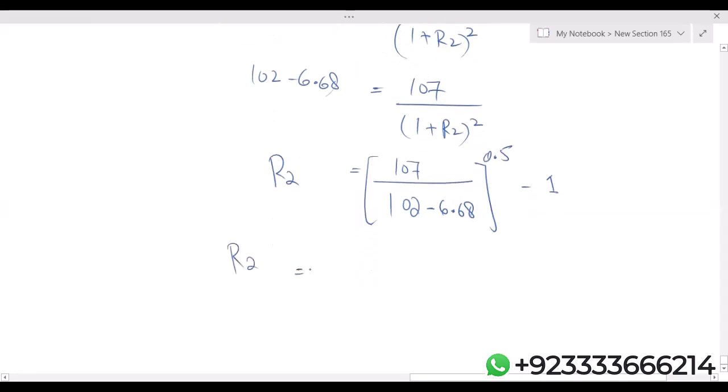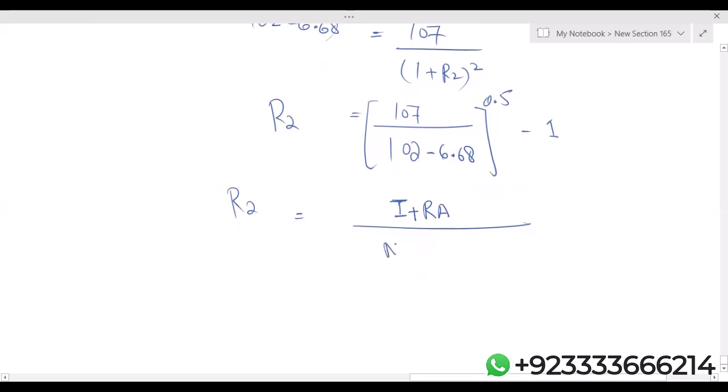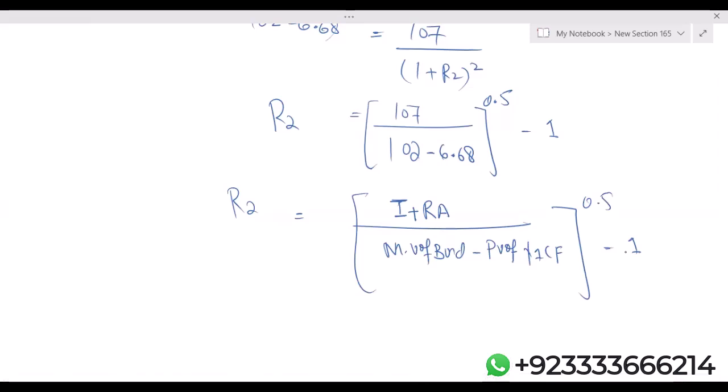R2 is equal to interest plus redemption amount, divided by market value of bond minus present value of year 1 cash flow, power 0.5, minus 1. Is this clear what I have written? Now, obviously, very easily we can calculate R2.